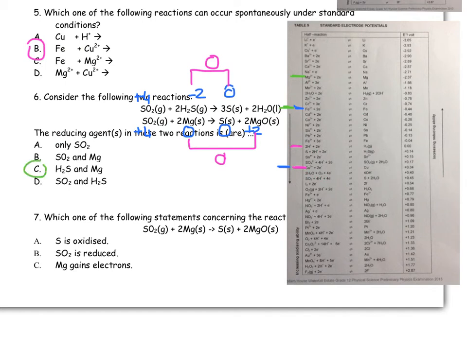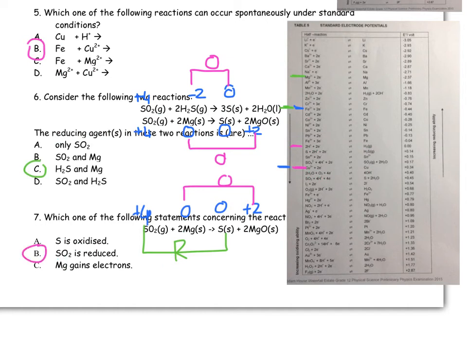Which of the following statements concerning this reaction is true? So you've got sulfur dioxide. Let's just look at our oxidation numbers again. And we land up with something that looks a little bit like this, where we've got oxidation over there with the magnesium and reduction with the sulfur. So it says, is sulfur oxidized? Well, that would be going backwards, and this arrow is quite clearly going forwards. Sulfur dioxide is reduced. That looks like a beautiful answer, so we will just do that.